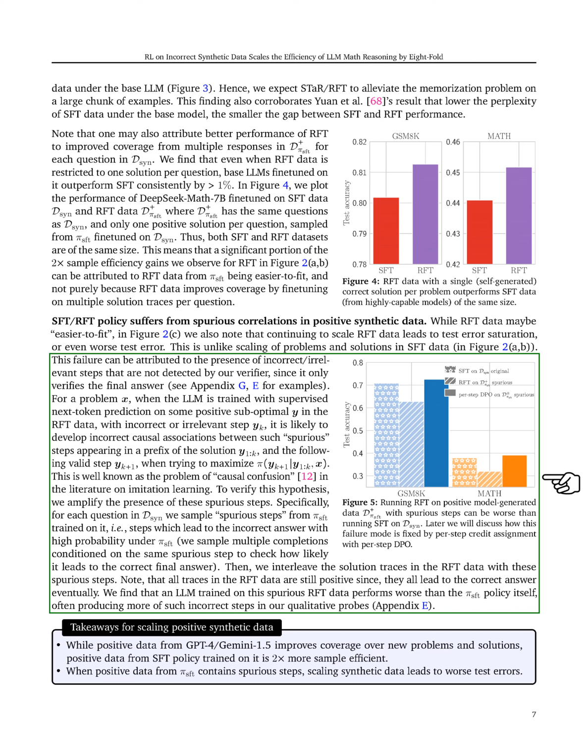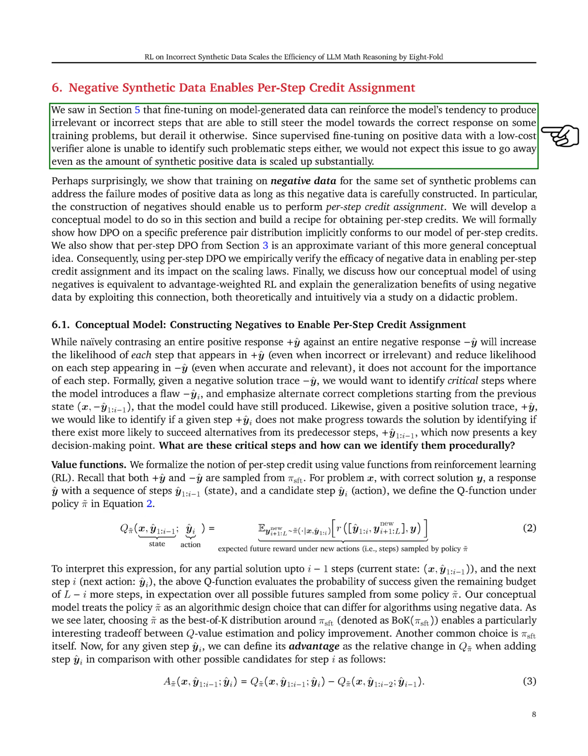Section: Negative synthetic data enables per-step credit assignment. In this section, we learned that fine-tuning a model on data it generated itself can lead to the model making mistakes that still guide it to the correct answer in some cases during training but may cause problems in other situations. Even if we train the model on positive data with a low-cost verifier, it may not be able to recognize and fix these issues. Simply increasing the amount of synthetic positive data may not solve this problem.